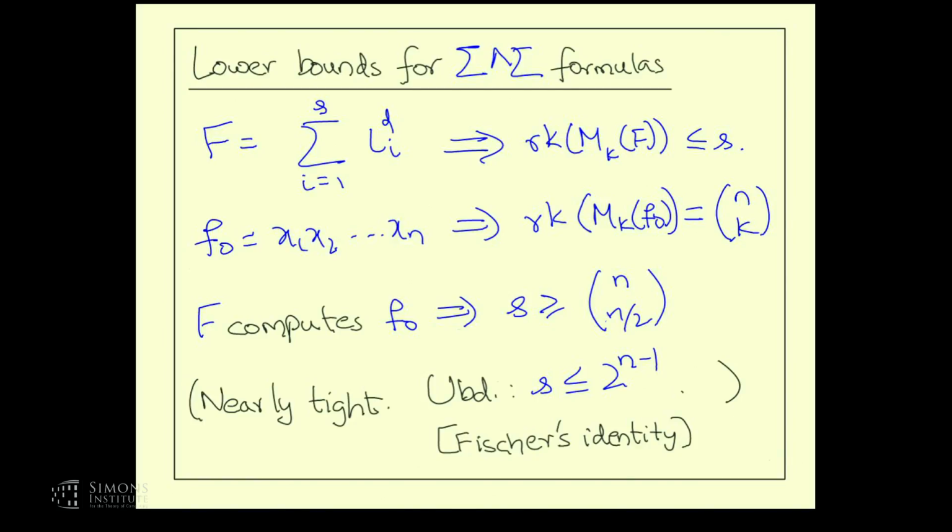Can you improve the lower bound? Yeah, so I think it's known that 2 to the n minus 1 is tight, but not via this technique. Okay, so that's it for sigma power sigma formulas.